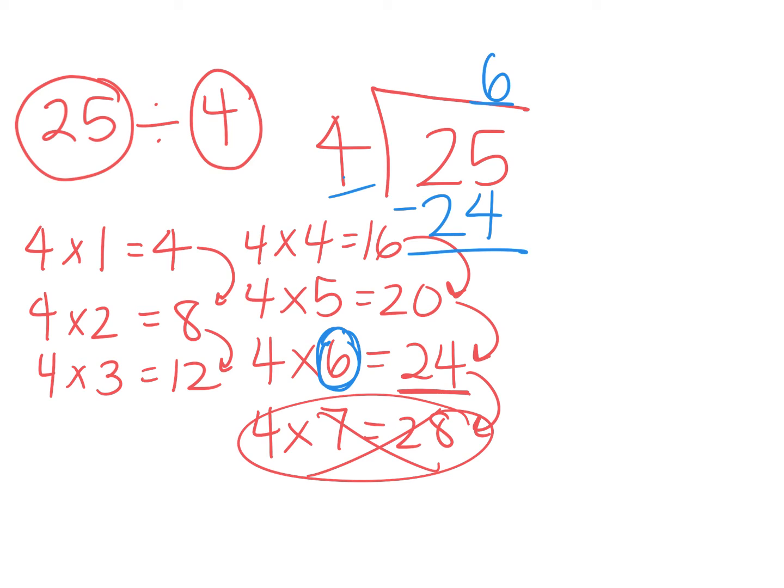And then we find the difference. One way to do that is to count up from 24. So 24, 25, I have one finger up, or to subtract. 5 minus 4 is 1. 2 minus 2 is nothing. I can put a 0, or I can leave it blank. I cannot leave this here. It's my remainder. So I have to bring it up and go 6, remainder 1.